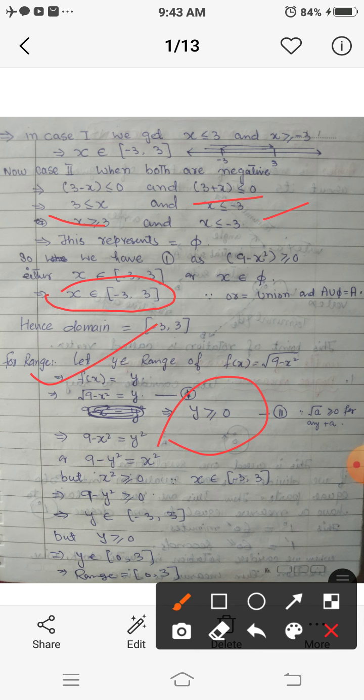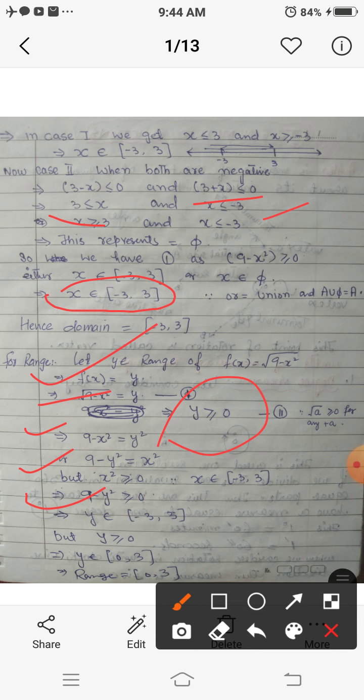Now the second one is root of 9 minus x square equals to y. In this, by squaring we get 9 minus x square is y square, or 9 minus y square equals to x square. But square of any real number is non-negative, which implies that 9 minus y square is greater or equals to 0. In the domain, we have 9 minus x square is greater or equals to 0. When 9 minus x square is non-negative, we get x belongs to the closed interval minus 3 to 3. But here we have the same situation.